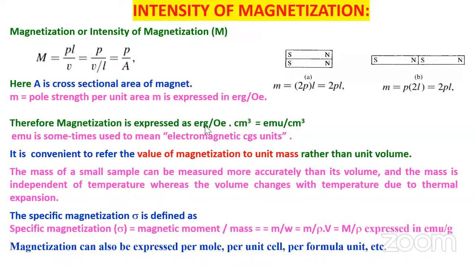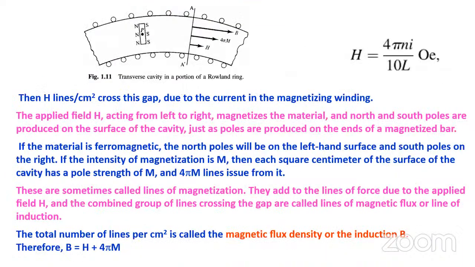Magnetization is also expressed per unit mole, per unit cell, per formula unit, etc. These are the different terms and terminology used to express the magnetization of a given material. Now, let us try to understand what magnetization is and what its relation is with the other magnetic quantities. To understand this, one has to take the example of a solenoid.